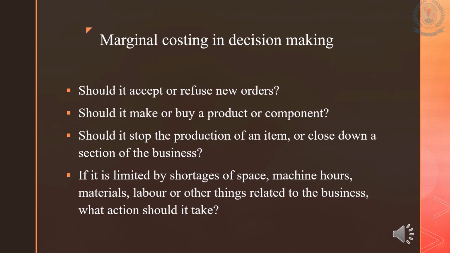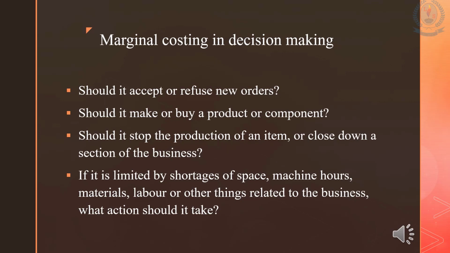This section examines a number of different decisions a business might need to take. In all cases, some form of costing is required to help in making the decision. For example, should it accept or refuse new orders? Should it make or buy a product or component? Should it stop the production of an item or close down a section of the business? If it is limited by shortages of space, machine hours, materials, labor or other things related to the business, what action should it take?